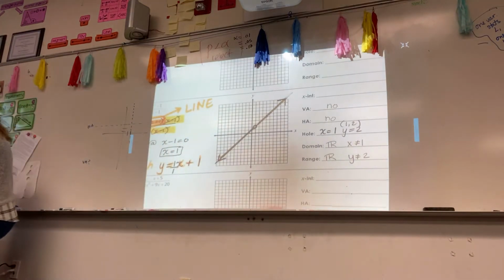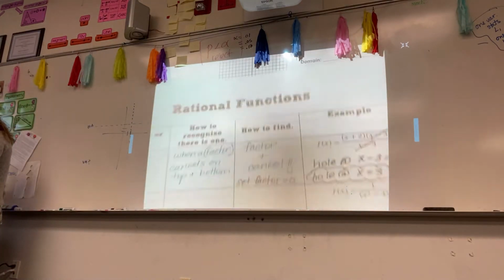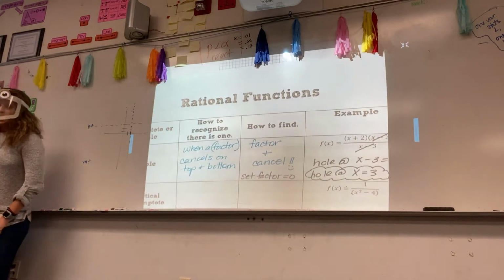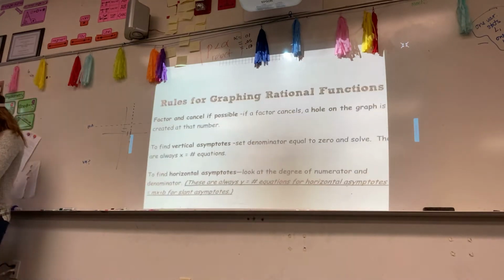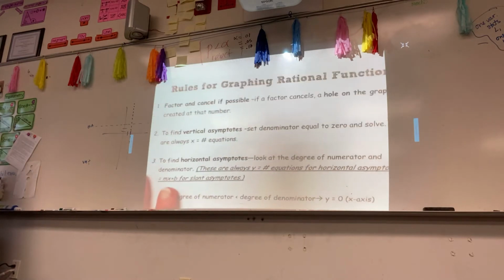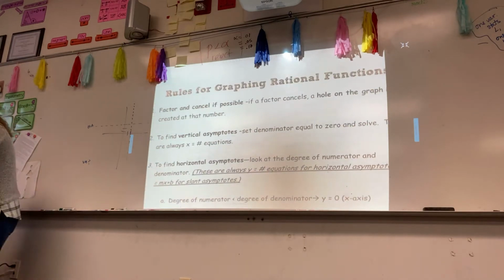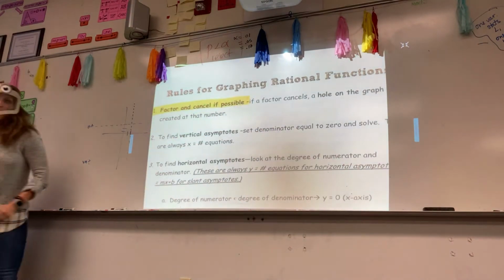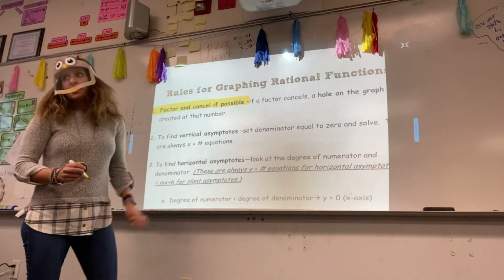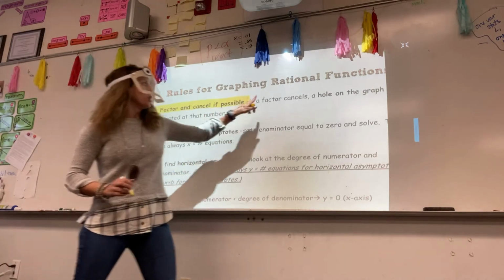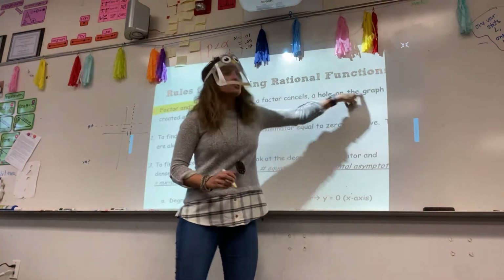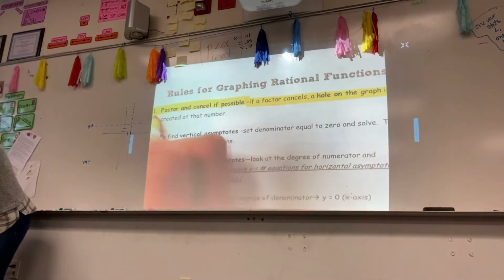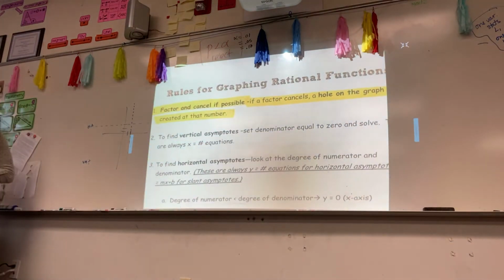Now, this is what you're going to do. Get back to this little piece of paper here that says rational functions. Get back to it. Come on, find it. And flip it over. All right, step number 1 says, these are your steps. Took me 16 years to come up with these steps. Factor and cancel if possible. If a factor cancels, there's a hole in the graph. That's what we just did. That is your first step.